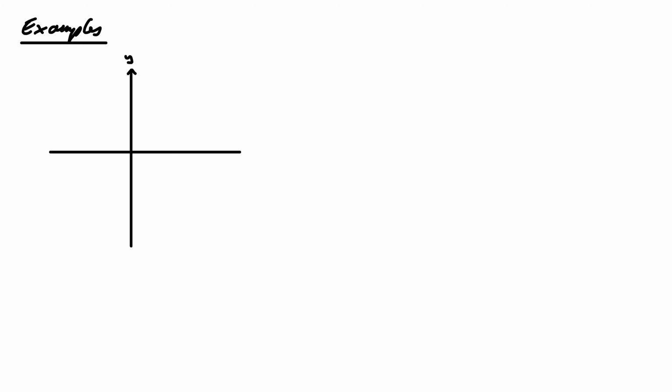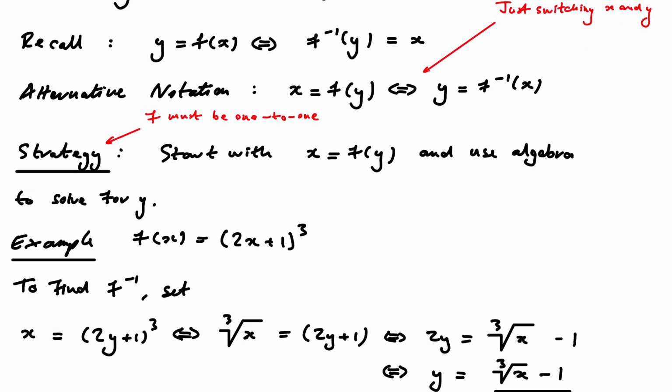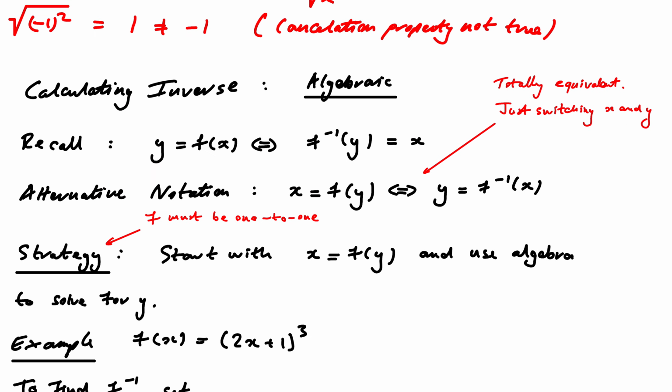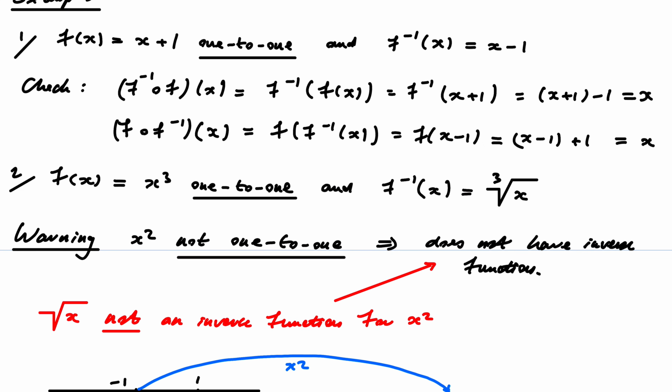So we've got y, we've got x. And let's graph my straight line that I'm going to reflect across. So this is the line y is equal to x. So originally, let me just remind us what the functions were up here. This was in the previous video, actually. So let's do these ones. Let's do x plus 1 and x minus 1.